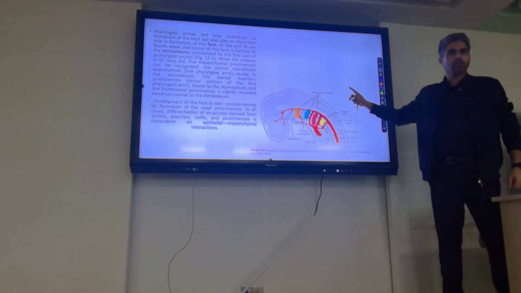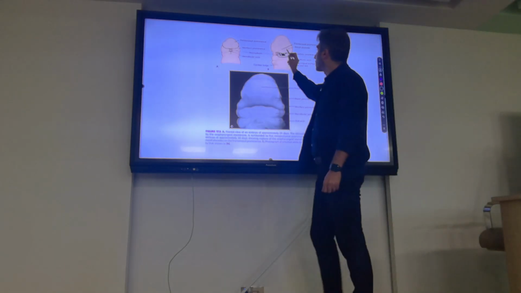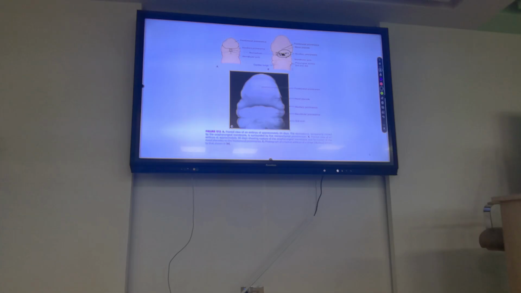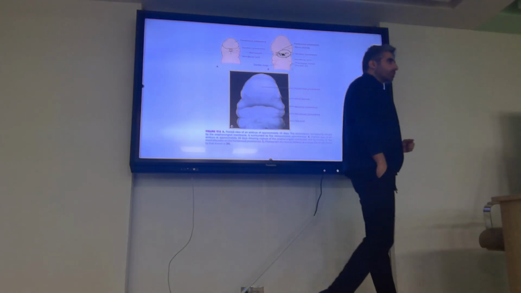Then I told you each arch has a branch. Then I talked about the stomodeum. It's here, the first oral cavity. It has a membrane, the buccopharyngeal membrane. Then it ruptures. You can see the first arch here around the stomodeum.